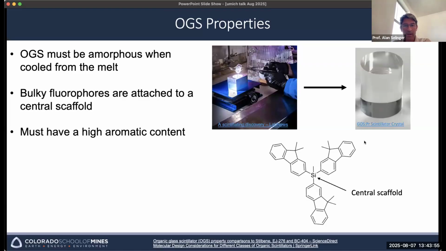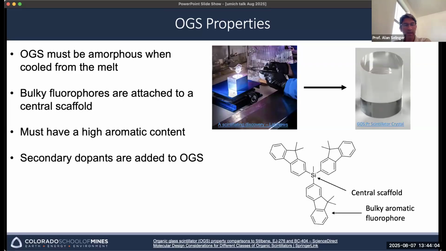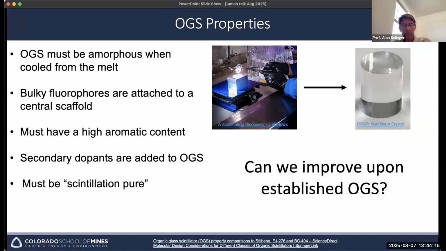So it must have high aromatic content, which it does because it has high concentrations of fluorescent groups on it. So it has the bulky aromatic fluorophore. It needs a secondary dopant. So in the melt, you're adding a secondary dopant as well. And these must be very pure in order for them to work. So one of the problems with these systems is that they are very brittle. So once you make them and try to machine them, they can chip and they can crack, and it's tough to work with them.